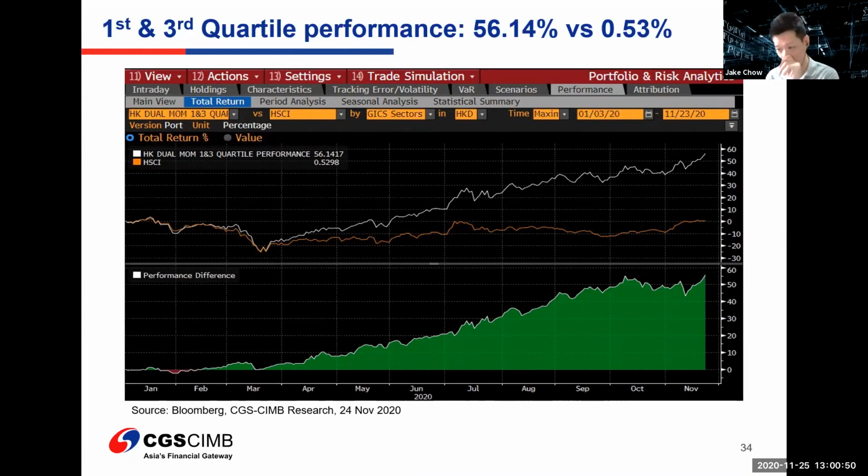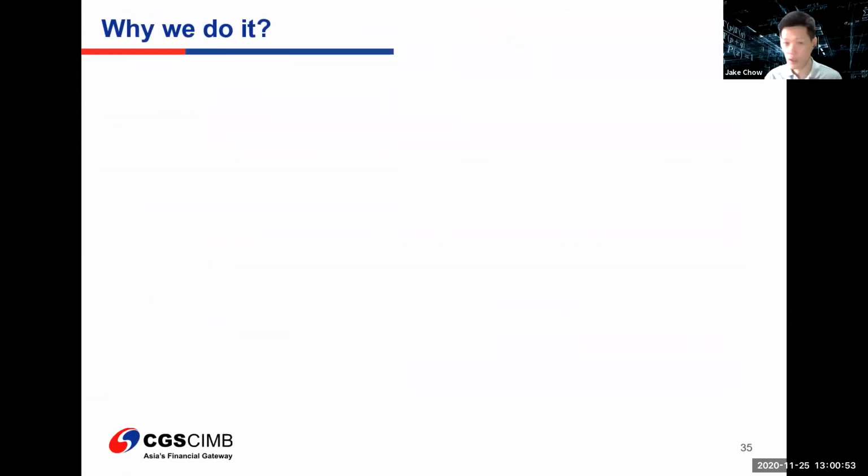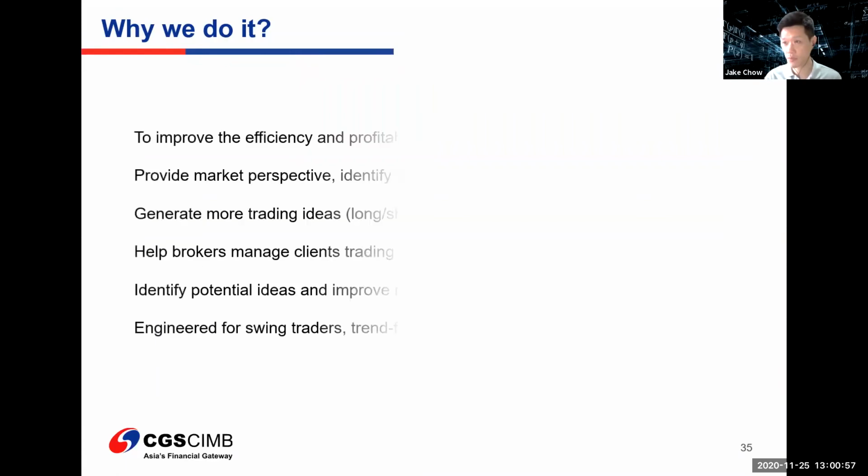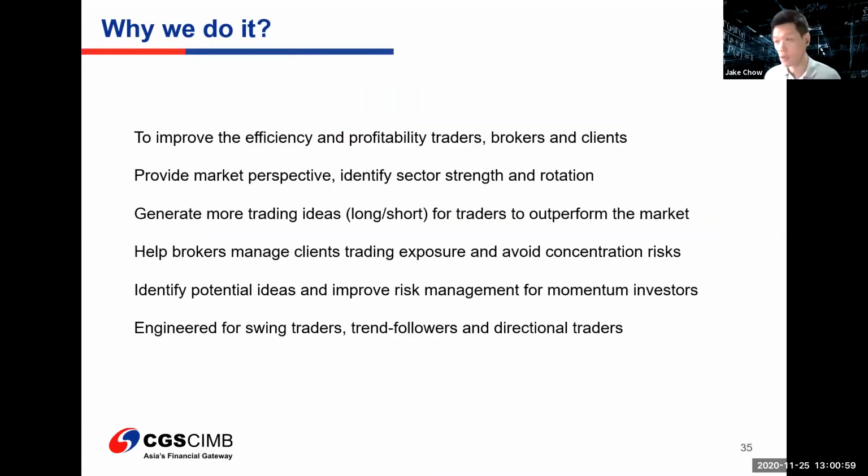So of course, the big question is why am I doing this, or why is the firm doing this? Because we want to help improve the efficiency and profitability of traders, brokers, and clients, right? We also want to provide some market perspective, identify the market strength and rotation, and generate more trading ideas, either long or short, right? From working with traders for so long, I believe most of us are quite long only, but of course there are some guys who are open to shorting the market.